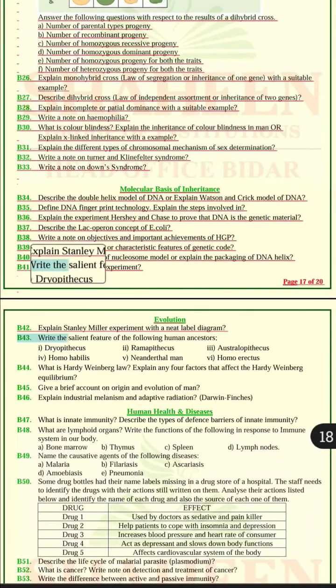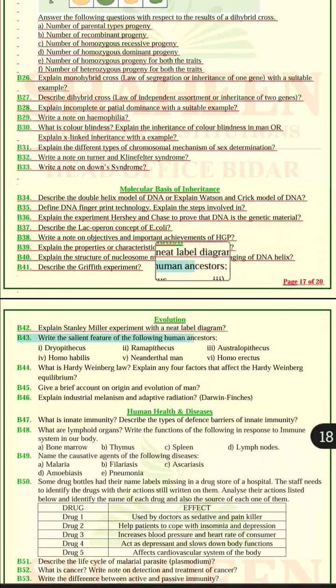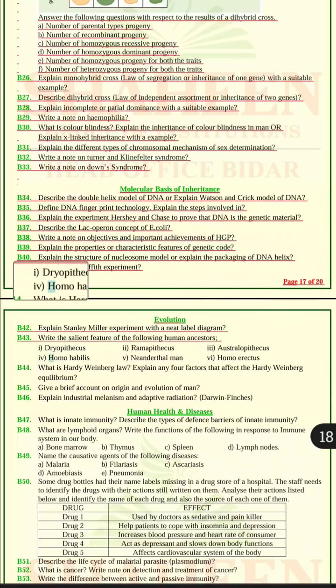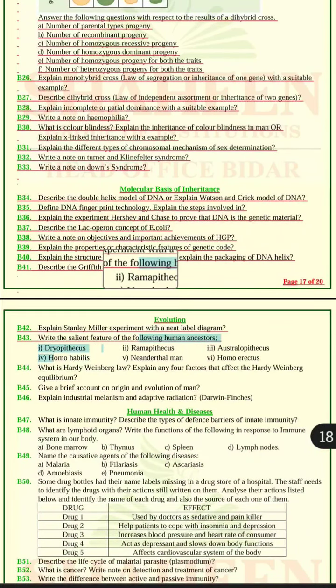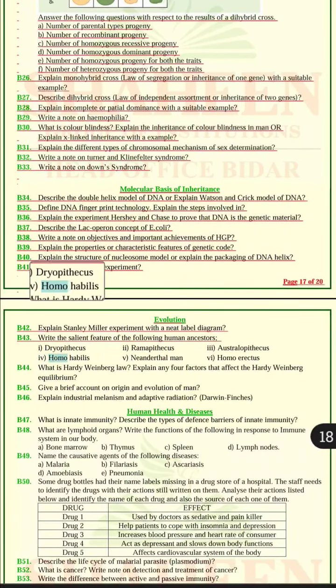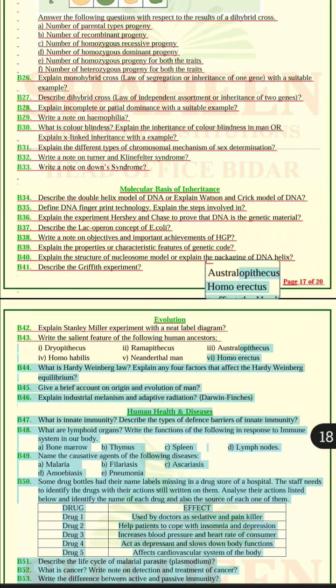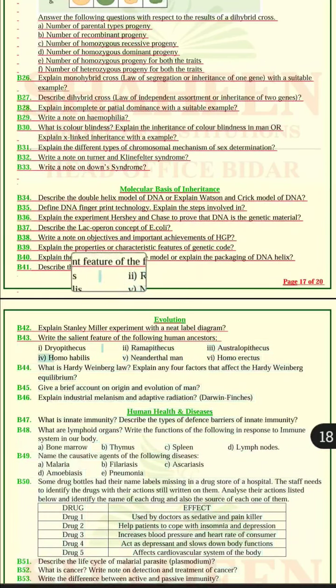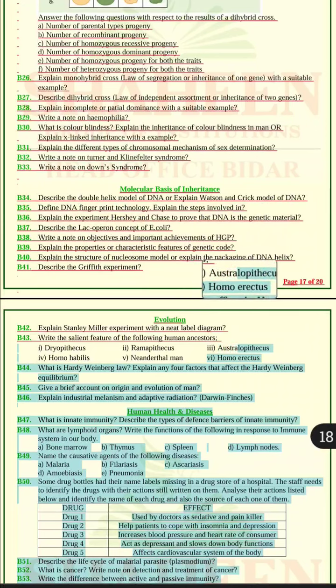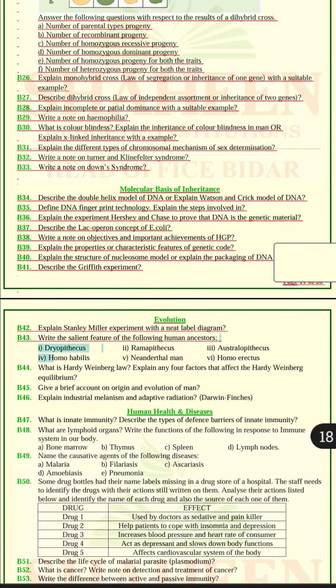Question number 43, write the salient features of the following human ancestors. First one is Dryopithecus, and second one is Ramapithecus, and third one is Australopithecus and Homo habilis, Neanderthal man, and fourth one is Homo erectus, and so on.